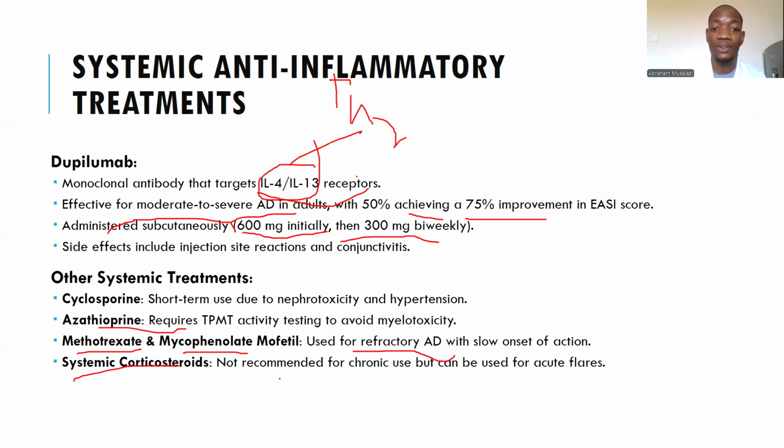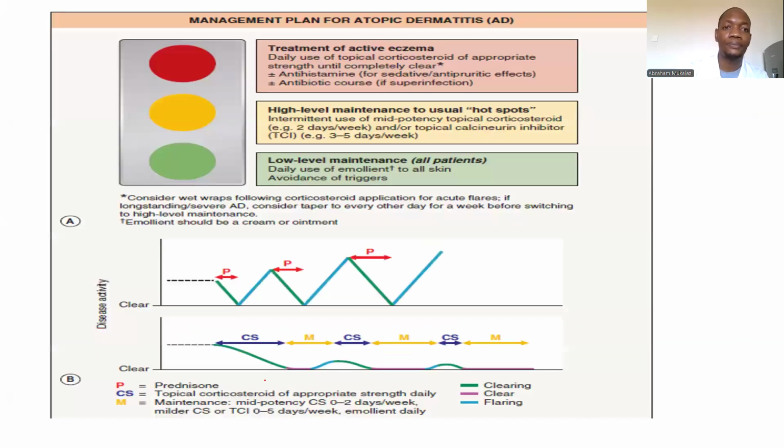And then the systemic corticosteroids are usually never recommended because of the too many side effects that are associated with them, but can be used for very acute flares. So now this is one of the most important flow charts in treatment of atopy, because if you miss this chart, just know your patient will keep coming back to you. So if you made a diagnosis of atopic dermatitis, this is the ladder that you follow to make sure that the patient actually doesn't present again with the same condition, right?